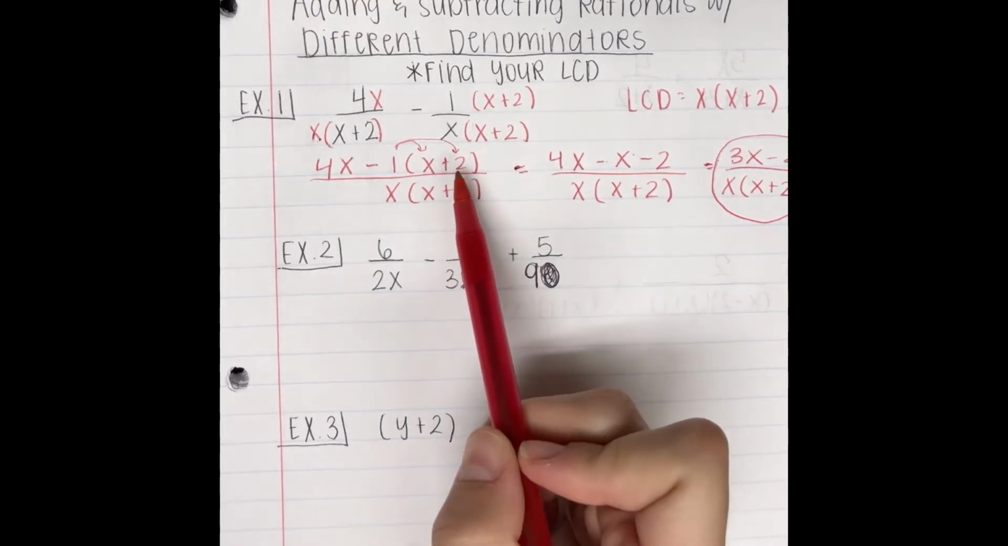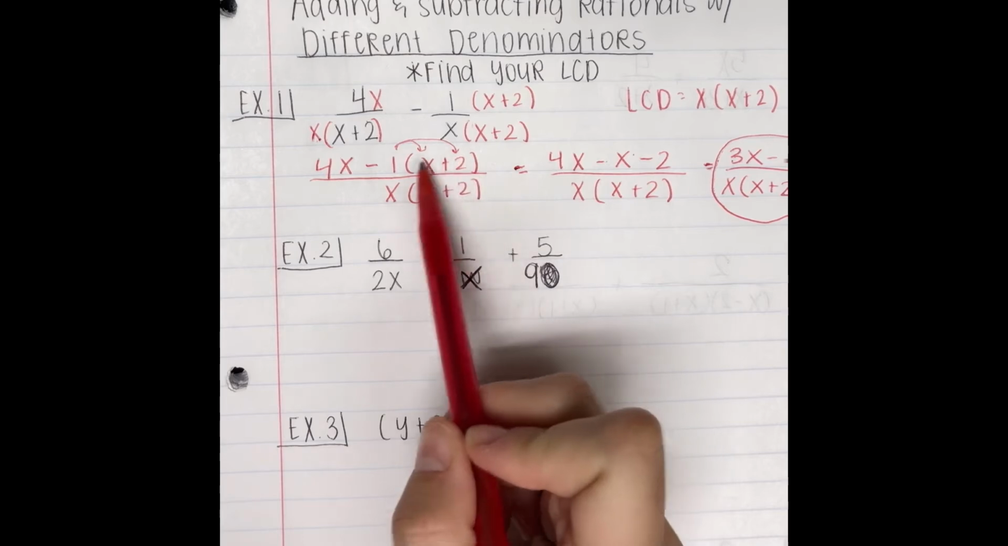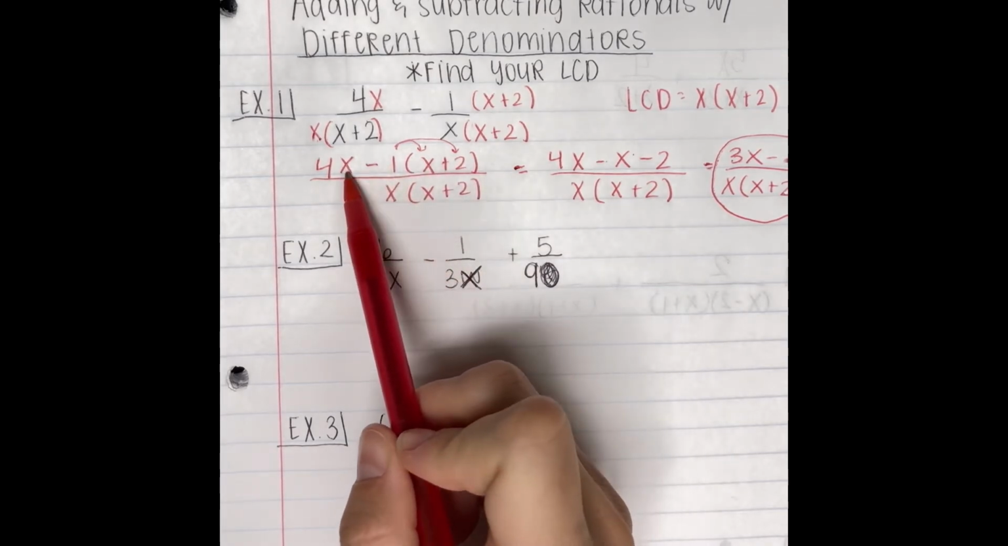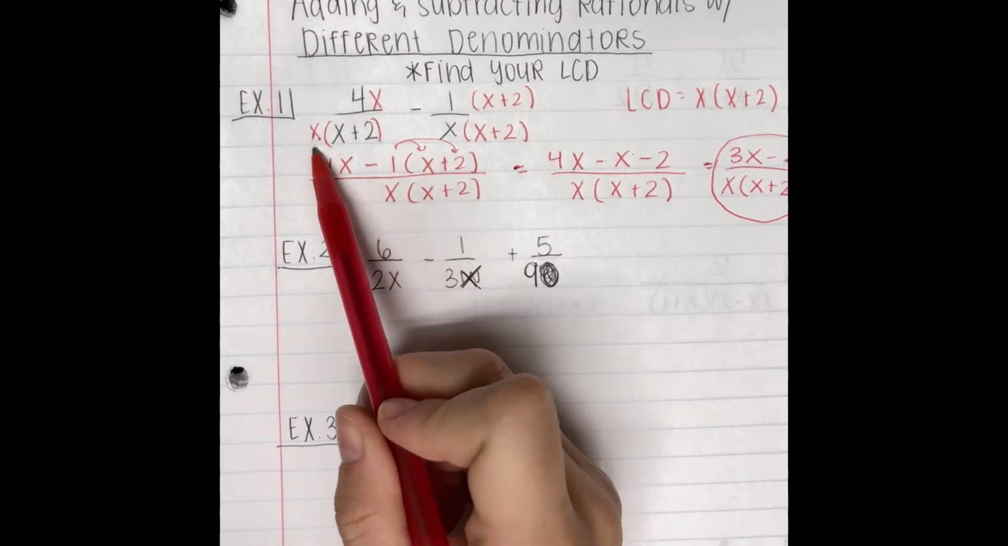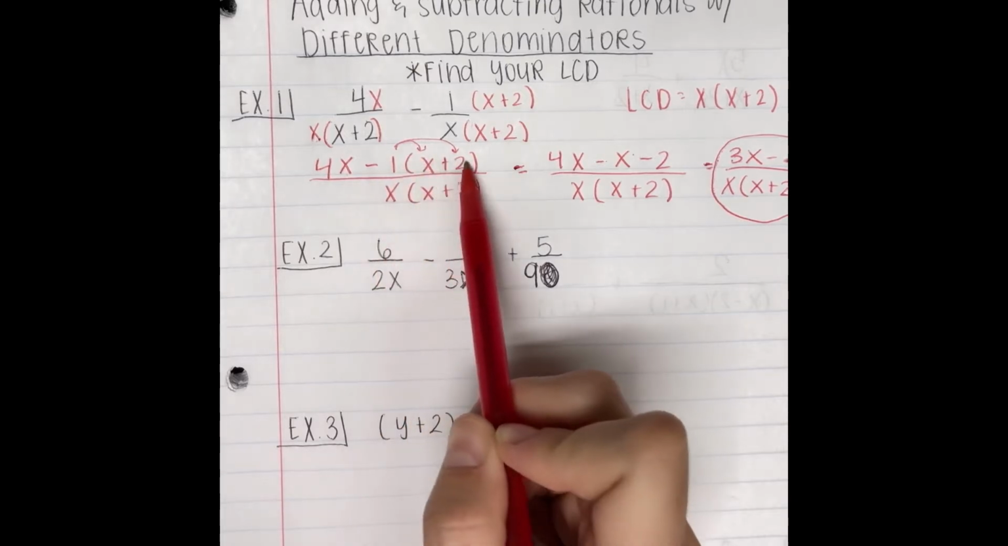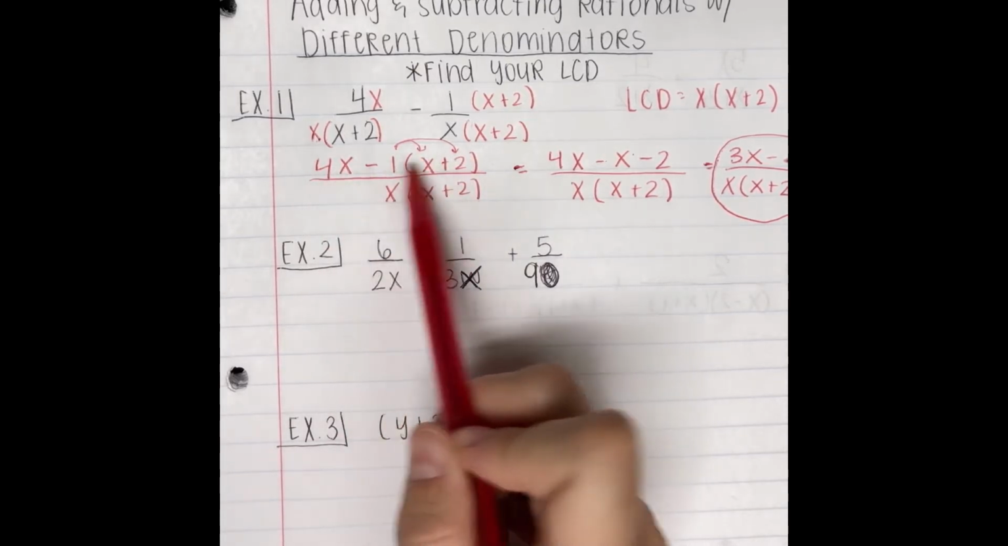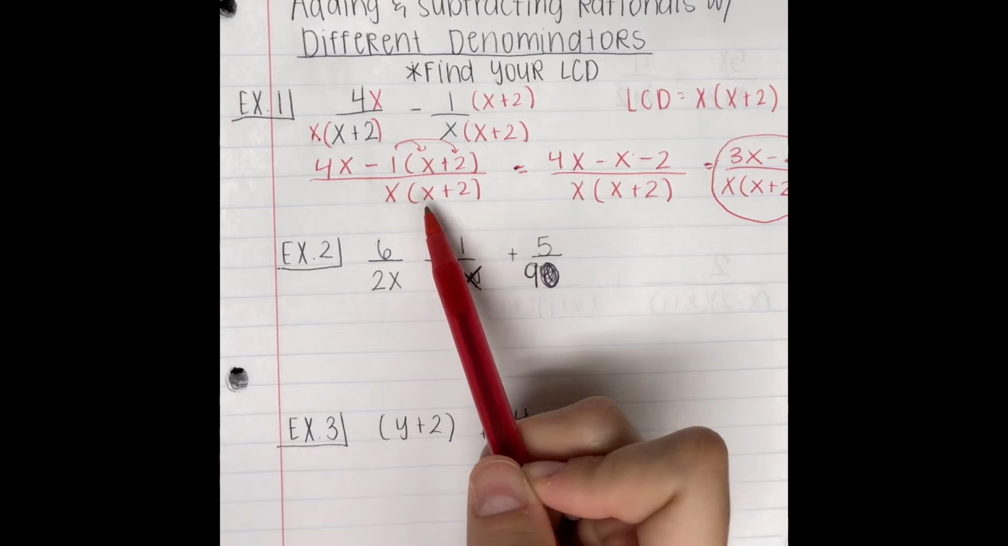The reason I could not cancel this x plus 2 right here is because it's being subtracted by something else. If this was just 4x parentheses x plus 2 where everything's being multiplied up top, then I could cancel those out.